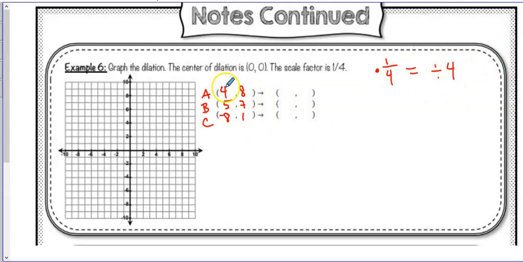So we just need to divide each of these numbers by 4, and then we can just graph both of them over here. So 4 divided by 4, let me change colors here. 4 divided by 4, easy. 1. 8 divided by 4, 2. This one's a little bit harder. We can write 5/4 and 7/4. We can change them to decimals just so we can see where they're going to be on the graph. And then -8 divided by 4, and 1 divided by 4 is going to be 1/4. So this is my A prime, my B prime, and my C prime here.